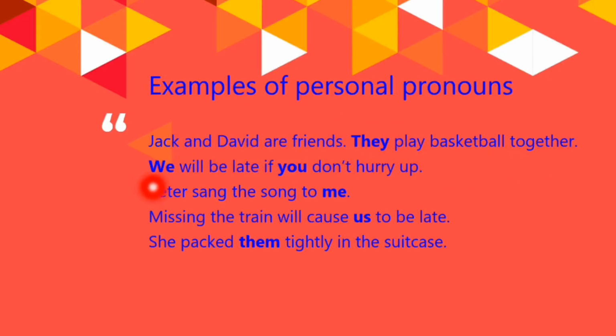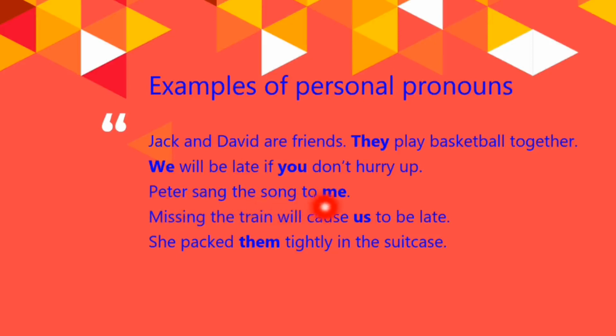Then next is, we will be late if you don't hurry up. In this sentence we can see two pronouns are used. We is the first person pronoun and you is the second person pronoun, to whom it is being spoken, right? We and you.